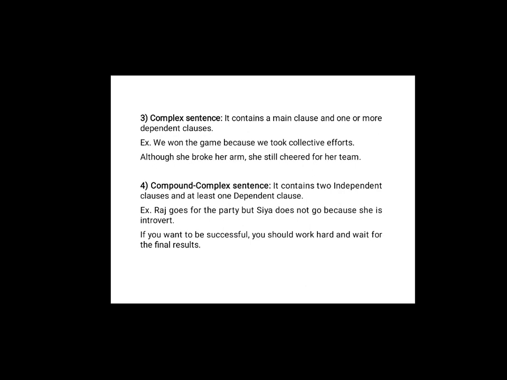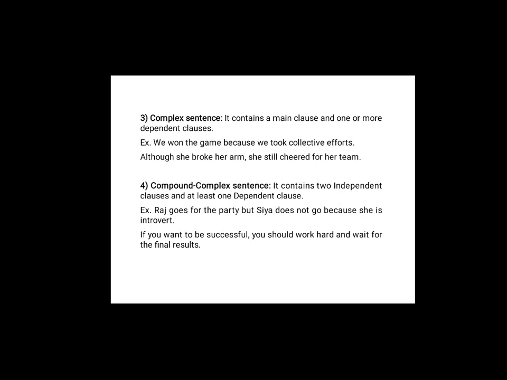See the example: we won the game because we took collective efforts. In this example, we won the game is the main clause. It is the simple sentence and it is the main clause, and because we took collective efforts is the subordinate clause. The difference between main clause and subordinate clause is that a main clause can stand by itself, it can stand alone, but a subordinate clause cannot stand alone. It is dependent on the main clause to complete its meaning.